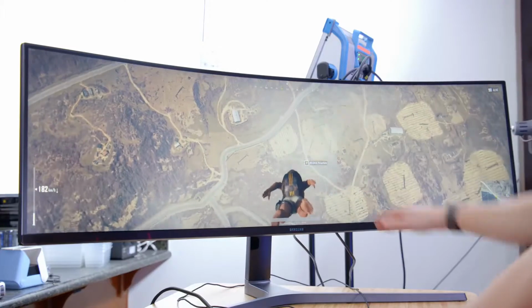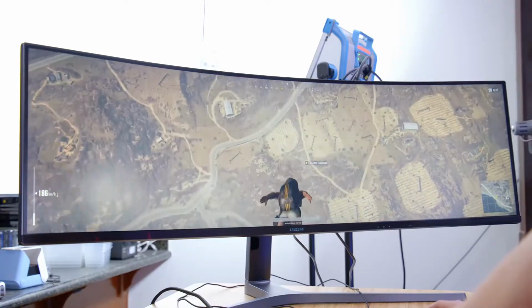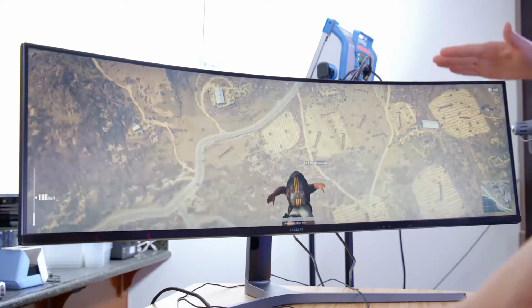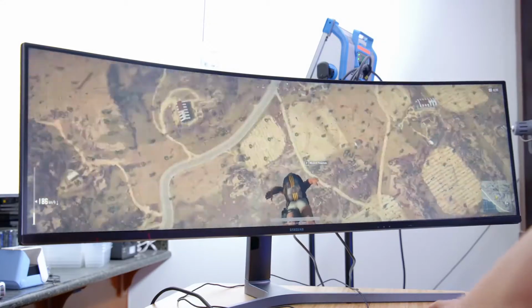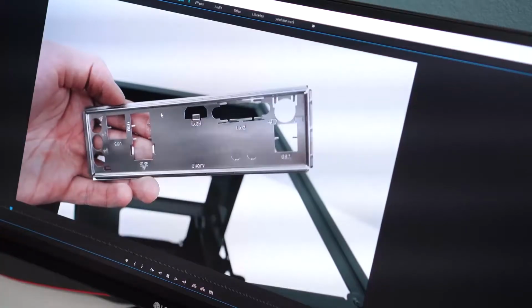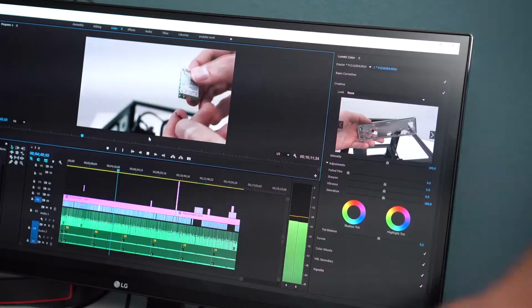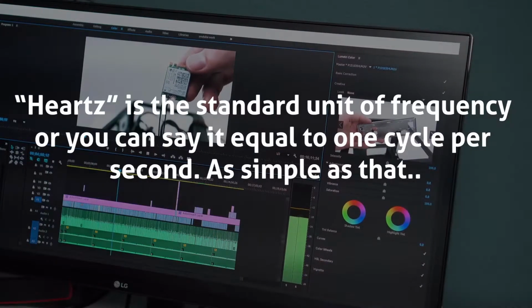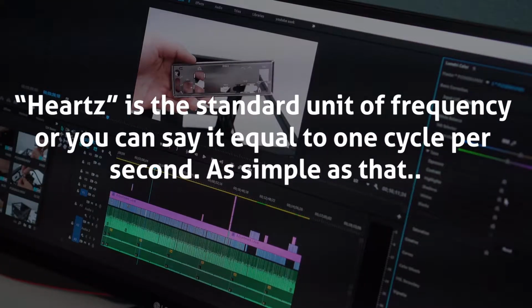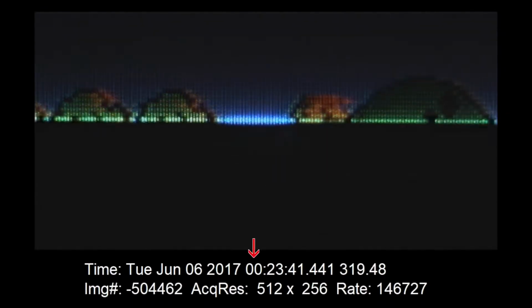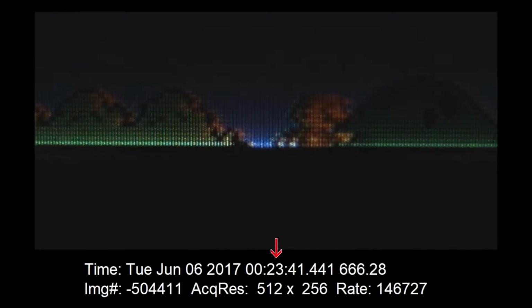Now, the refresh rate. This is where the Hertz comes in. Refresh rates are measured in Hertz. So before we jump into the refresh rate, let us know what the heck Hertz is. Hertz is the standard unit of frequency, or you can say it's equal to 1 cycle per second. As simple as that. When somebody says I have a 120 Hz monitor, that means the monitor displays the frames 120 times on the screen in 1 second, which completes a cycle.